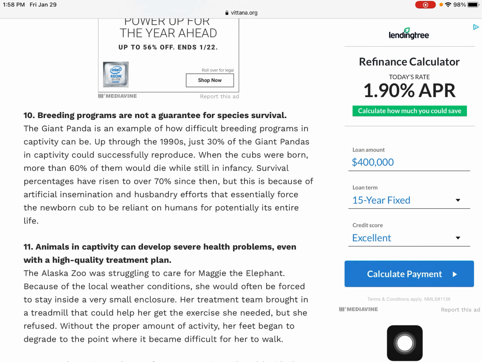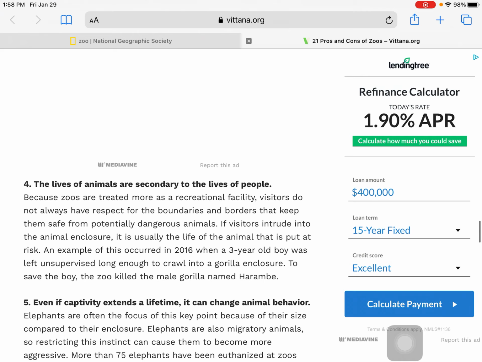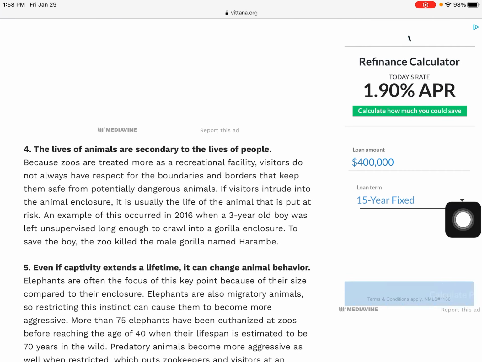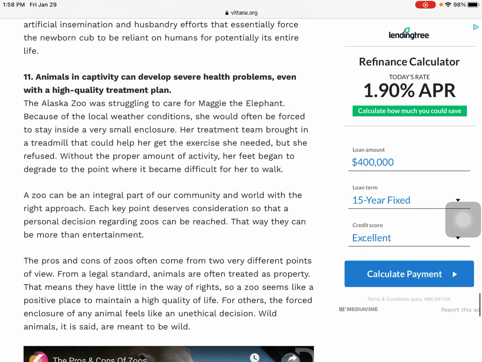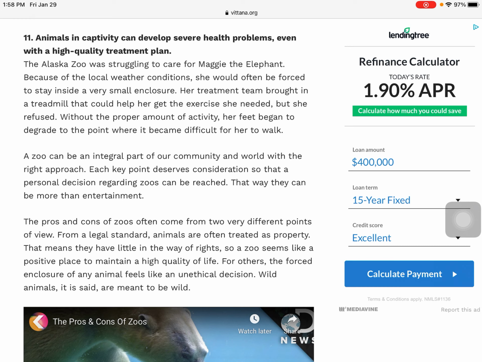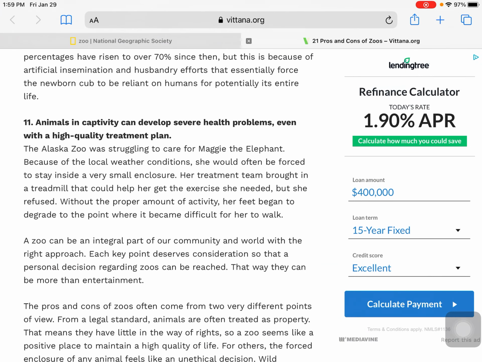Number 10, breeding programs are not a guarantee for species survival. So this one kind of goes along with the breeding program that they talked about up here, where they said that they can't release them back into the wild because they've been living in confinement. So that's not really a good thing for them. And then number 11, animals in captivity can develop severe health problems even with a high quality treatment plan. So this section is going to list a bunch of health problems that they have when they're kept in a zoo for a long time.